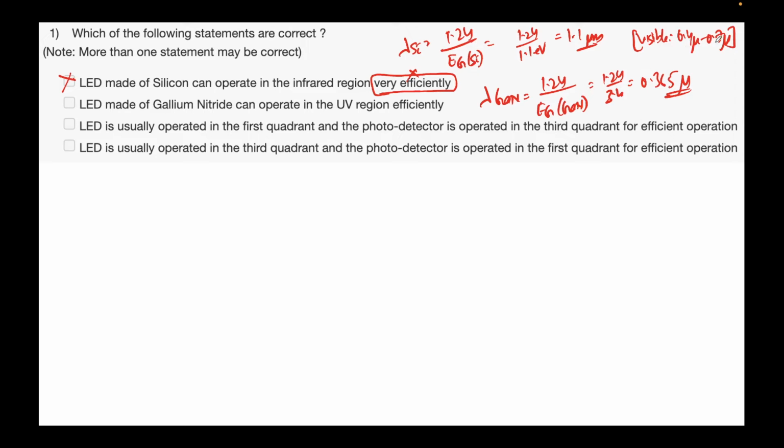Again, visible is 0.4 to 0.7. So 0.4 corresponds to violet, and this wavelength is below that, which means we are in the ultraviolet region. So this is correct, and this can be efficient because, remember, gallium nitride is a direct band gap material. So this option is correct. And I've already pointed out that among the various devices based on PN junctions, the LED is operated in the first quadrant, that is, you apply a forward bias to the LED and you have recombination, and so on, and you get a photon out of it.